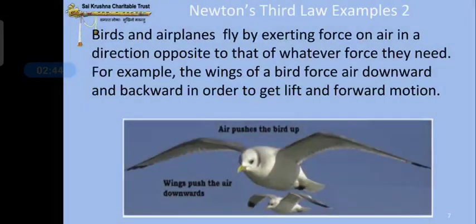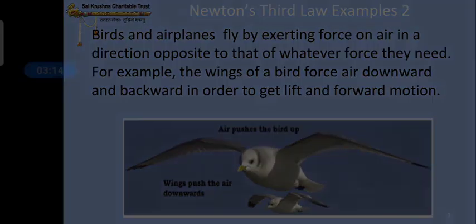And one more example is the birds. Birds and aeroplanes fly by exerting force on air in a direction opposite to that of whatever force they need. For example, the wings of a bird force air downward and backward in order to get lift and forward motion. So air pushes the bird up, and the wings push the air down. Understood? It is nothing but the same force that acts equally but in opposite direction.